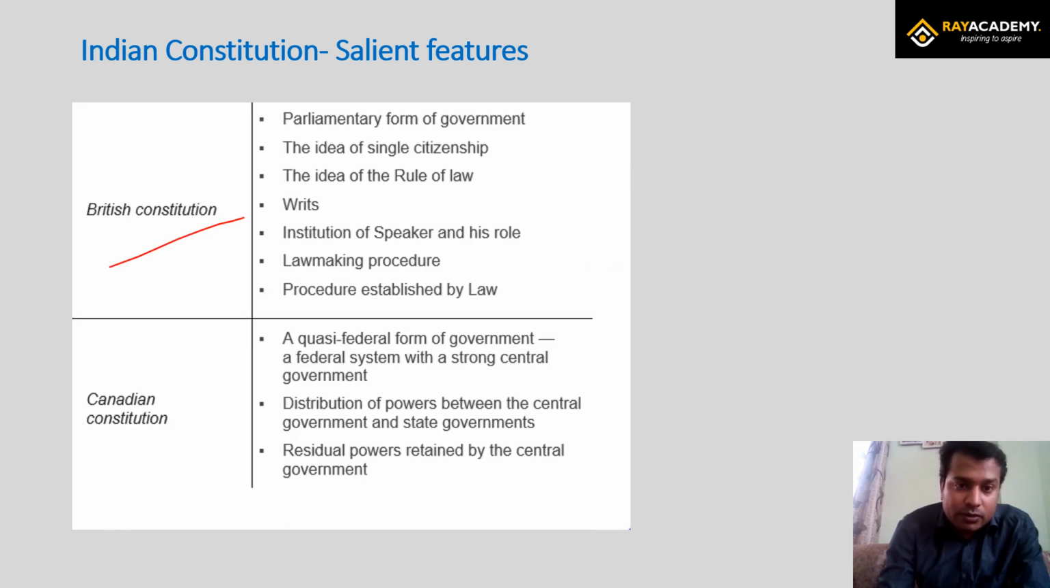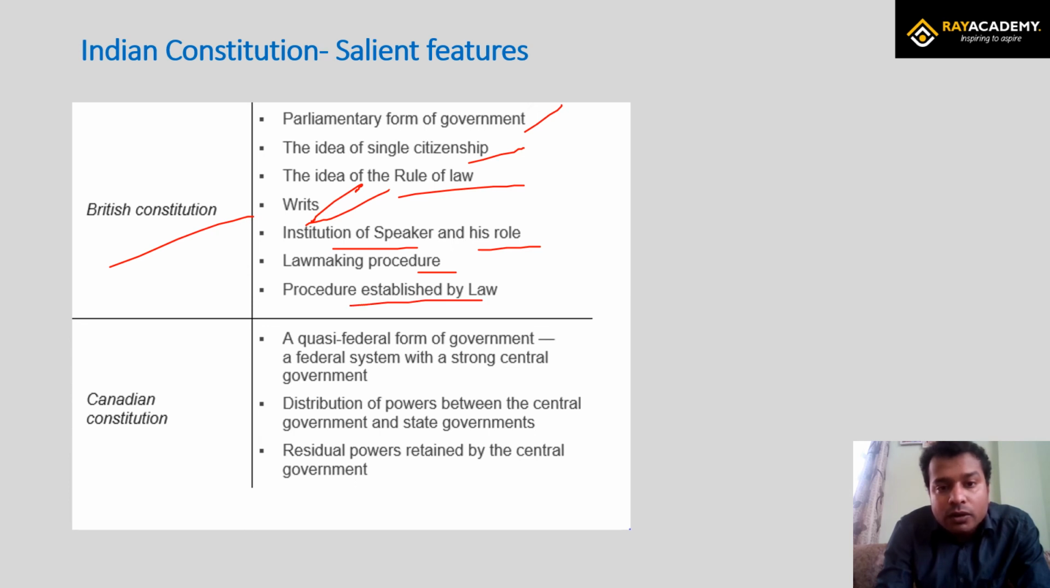From the British Constitution we have referred the parliamentary form of government, the idea of single citizenship, the rule of law, and the idea of writs, basically Article 32, for example habeas corpus, mandamus, quo warranto, certiorari, and prohibition. Article 32 is also known as the fundamental right of all the fundamental rights. Also the institution of the Speaker and his role, the law making procedure, and procedure established by law.